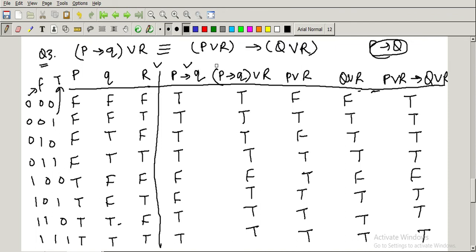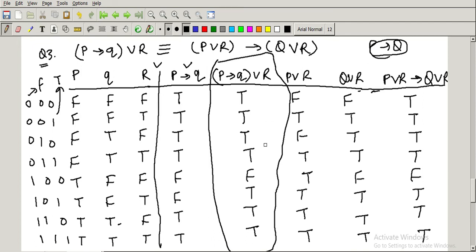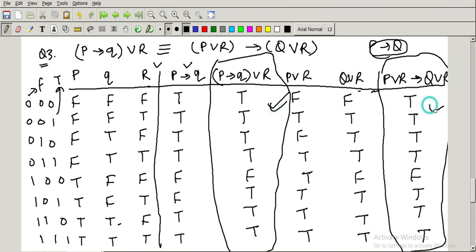So check this truth table, this truth table, right? And this truth table. So these both are the same. This is equivalent to this. So hence it is proved that these two expressions are true. So left hand side is equal to right hand side.